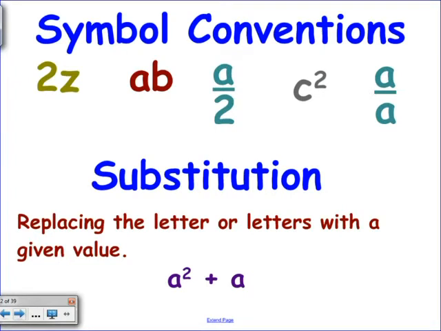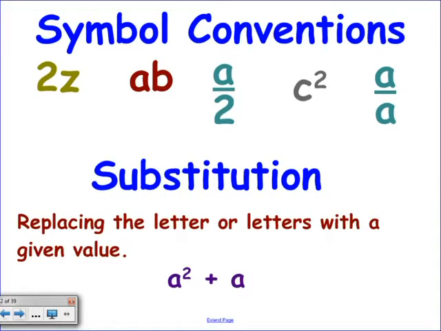Algebra. In order to work with algebra, you have to be able to read algebra. So this is kind of the texting speak of maths. 2z means 2 times z. AB means A times B. A over 2 means A divided by 2.